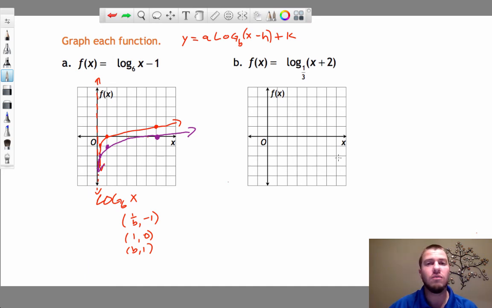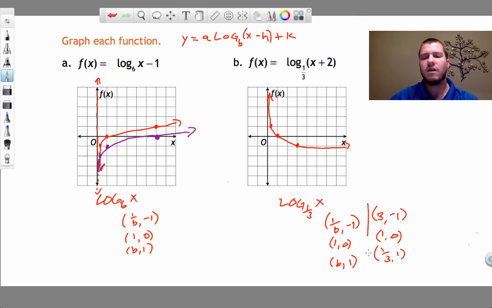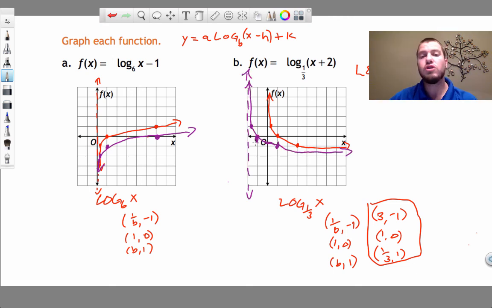Go ahead and try to do this one on your own. Remember, first graph the parent function, log base 1/3 of x, and translate it using the a, h, and k. So these are my parent function points, and my parent function should look like this. Then when I put the +2 on it, understand that this is inside the parentheses, so it's going to be shifted left 2. You should now have these 3 points. My line isn't very straight, but you should have these 3 points. When I shifted left 2, my vertical asymptote shifted to x equals -2, and it wasn't shifted up or down any.